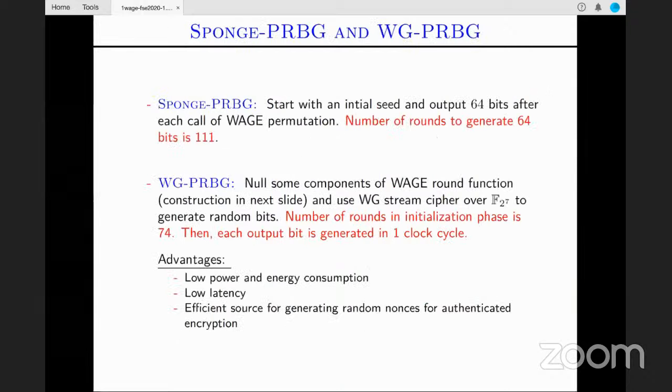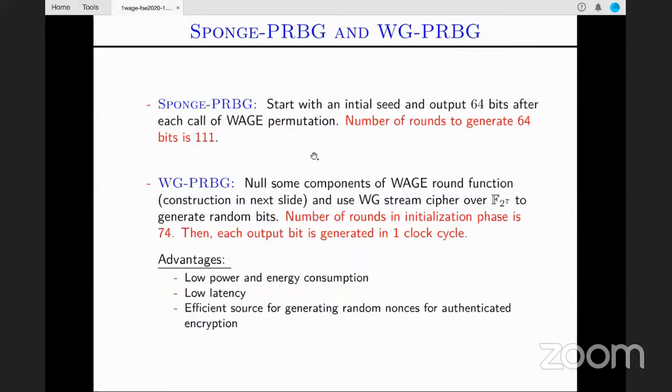Coming to the pseudorandom bit generator functionality, from the sponge we can start with an initial secret key and output R bits of the rate after each call of the permutation. In this case, we can generate 64 bits after 111 rounds. But we want something more efficient.